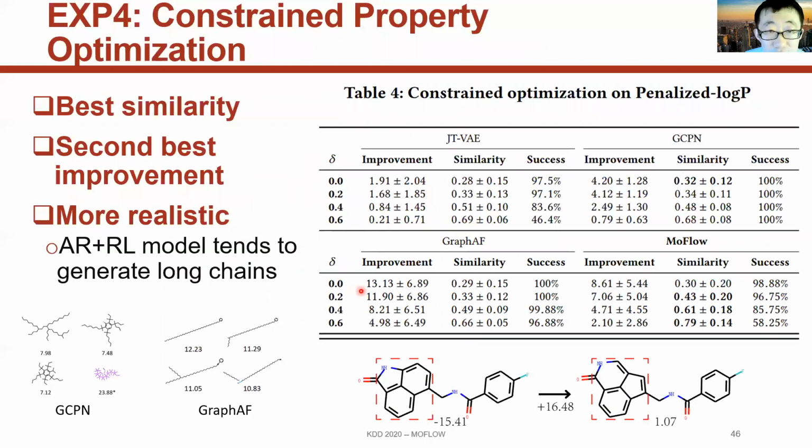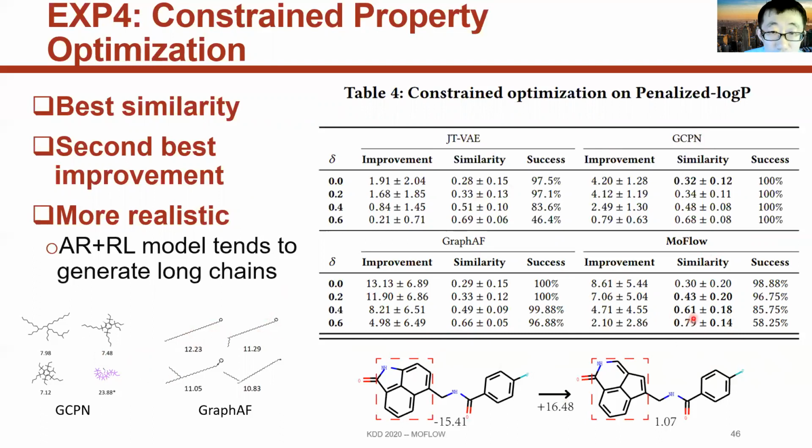Here are the results. We compare our model with the state-of-the-art methods, JT-VAE, GCPN, and GraphAF. Our model achieves the best similarity and the second best improvement. However, compared with the best improvement, our models can generate more realistic molecules, because the best performance is achieved by generating these particular long chains.